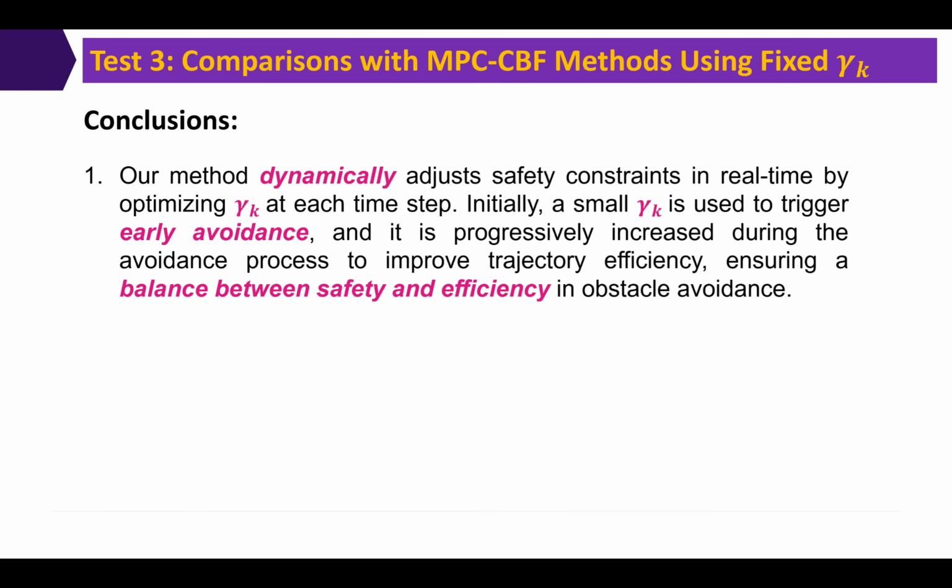Overall, our method dynamically adjusts safety constraints in real time by optimizing gamma k at each time step. Initially, a small gamma k is used to trigger early avoidance, and it is progressively increased during the avoidance process to improve trajectory efficiency, ensuring a balance between safety and efficiency in obstacle avoidance.